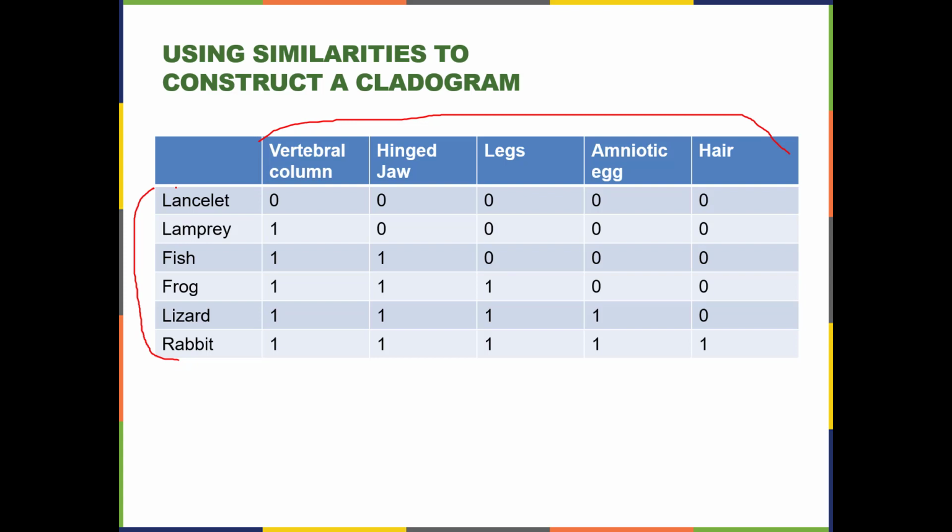Now sometimes the traits are listed on the left side and the animals are listed on the top. That doesn't matter. Okay. Now if there's a 0 in the box, that means that animal does not have that trait. So lancelet does not have a vertebral column. But lamprey does have a vertebral column. Lancelet does not have a hinged jaw, and lamprey does not have a hinged jaw either. And so you can see, I've set up this chart so that it's pretty logical. You can see kind of a pattern here. I did that on purpose so that you can see how this is done the first time.